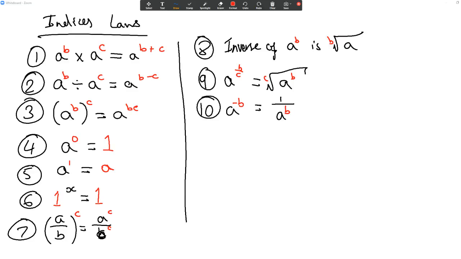Okay, let's talk about powers or indices. It doesn't really matter, both of them are valid terms to call these superscripts on numbers. And we have 10 laws that we know about powers. So let's talk about each one in more detail, but here is a list of all 10.